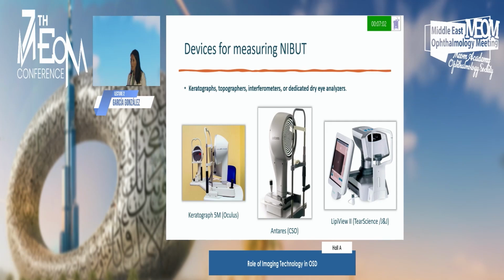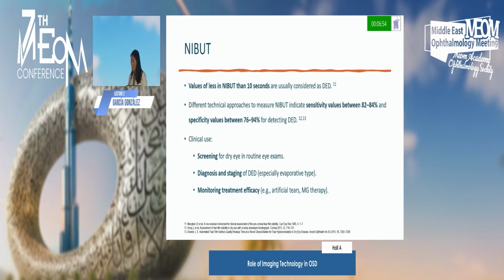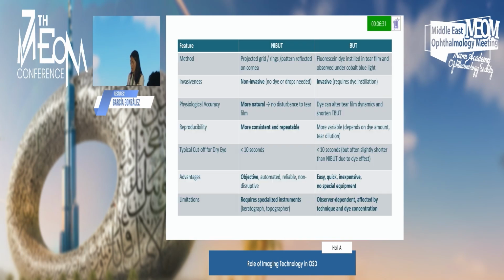Some devices can actually measure the non-invasive BUT, for example, the keratograph, some topographers like the Antares, or interferometers like the LipiView 2. And it's interesting because the values obtained with these approaches have high sensitivity and specificity for detecting dry eye disease. So we can use the non-invasive BUT for screening for dry eye, for the diagnosis and staging of dry eye disease, especially the evaporative type, and also for monitoring treatment efficacy.